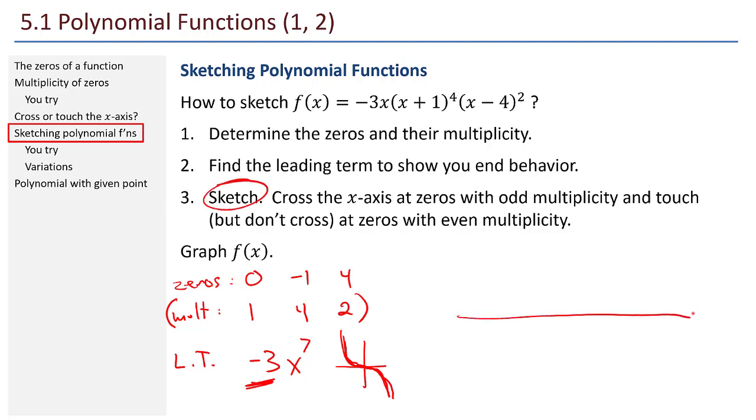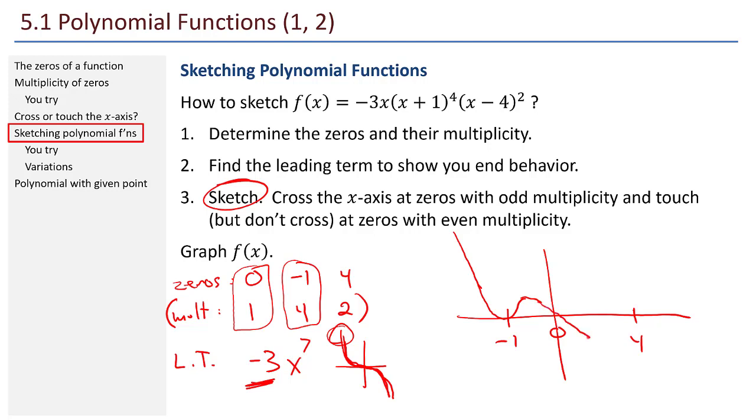Okay, I'll make an x-axis. My zeros are at -1, 0, and 4. And let's start. I'll come in from the top left. I'm coming down towards that -1. When I get to -1, it has multiplicity 4, so I'm going to bounce back up. When I get to the 0, that has multiplicity 1, so I'll go right through it. And then when I get to the 4, oh, that has multiplicity 2, which is even. So I'll come back down there like a parabola. And there we go. That's it.